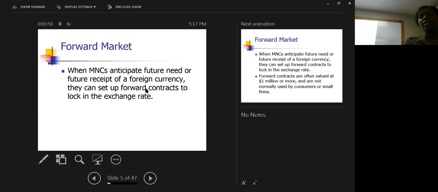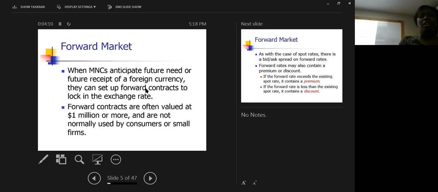In this case, most times you would use futures and not forwards, but if it's a very large company with a very large receivable that they would like customized, they may use a forward, right? They usually use futures. Forward contracts are often valued at 1 million or more and not normally used by customers or small groups, right?